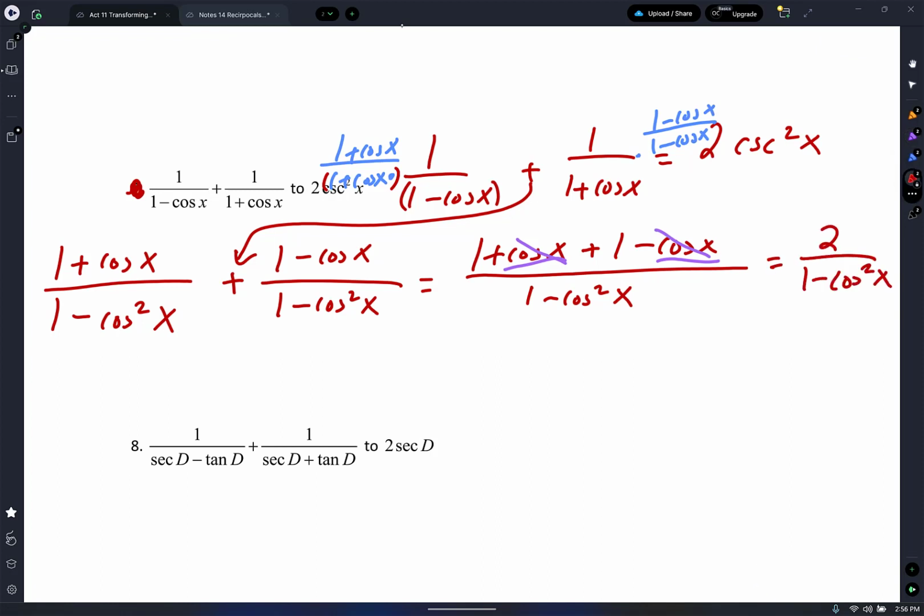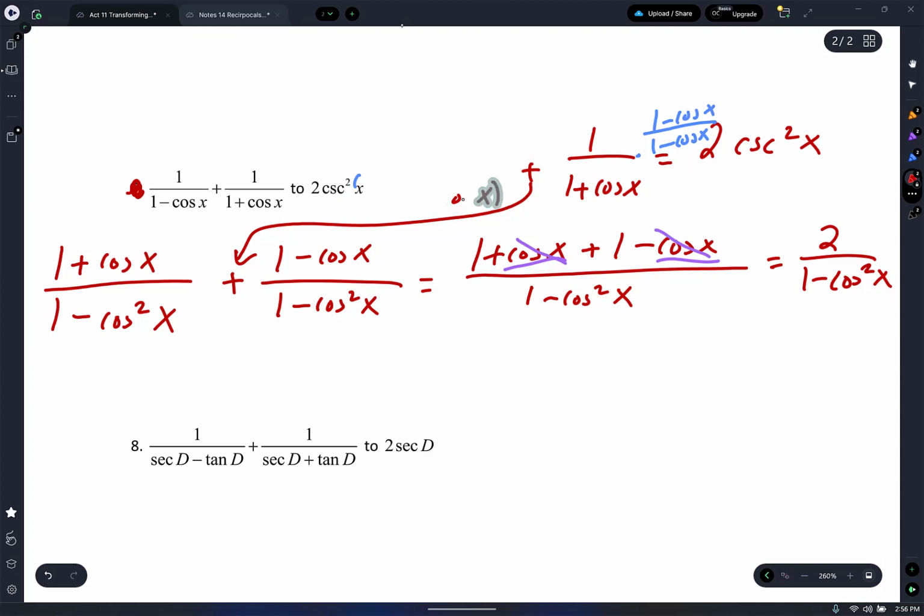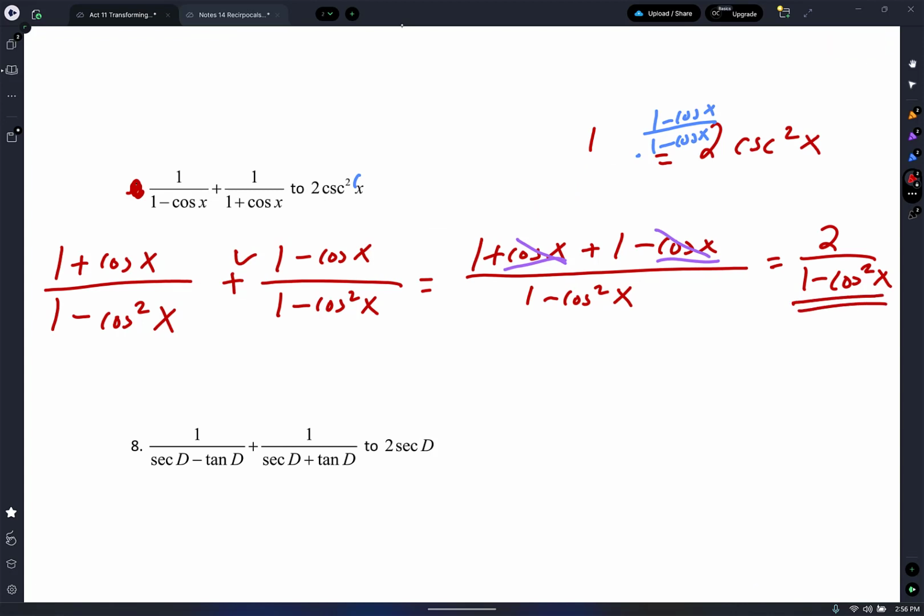And I know what you're thinking. You're like, Chop, I'm supposed to get 2 cosecant squared. How is that my answer? Well, let me show you. I guess we can do a side note. Cosine squared x plus sine squared x equals 1. And I know that if I move, let's see, what do I want? I want sine squared. So if I move the cosine squared to the right, look, sine squared x equals 1 minus cosine squared x. Do you guys see that?